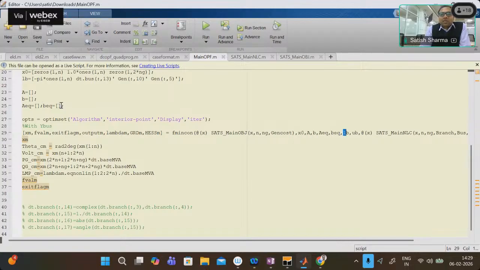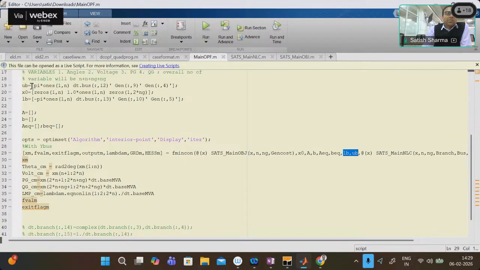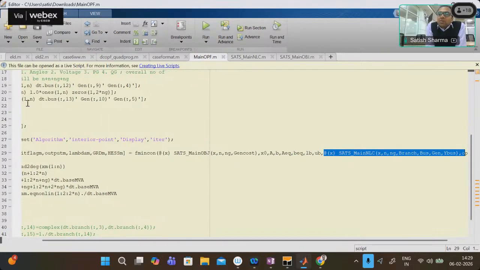Then the next sequence will be the lower bound and upper bound. These variables we had earlier defined at line numbers 19 and 21, you see the upper bound and lower bound as well. After this, we have to define some nonlinear constraints. We do have equality as well as inequality nonlinear constraints. In this particular function, whose name I have given as sets underscore man NLC, you can give it any name, we will define our equality and inequality nonlinear constraints.